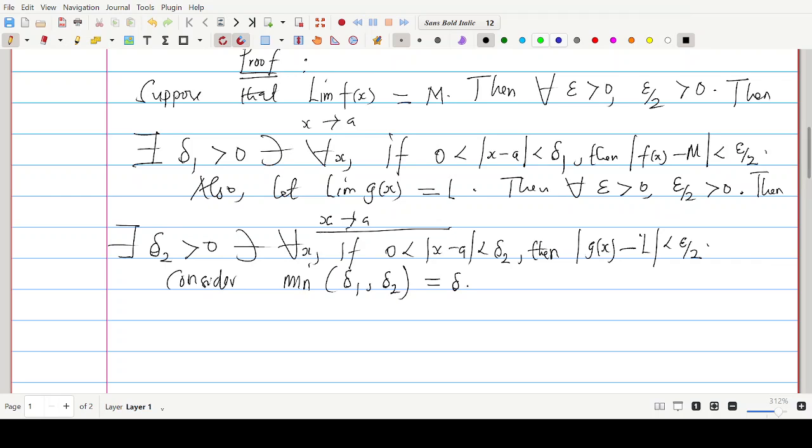All right. Now, on this minimum, if we are to form a delta condition, the delta condition will guarantee the validity of these two epsilon conditions, this and this. Here it is again.